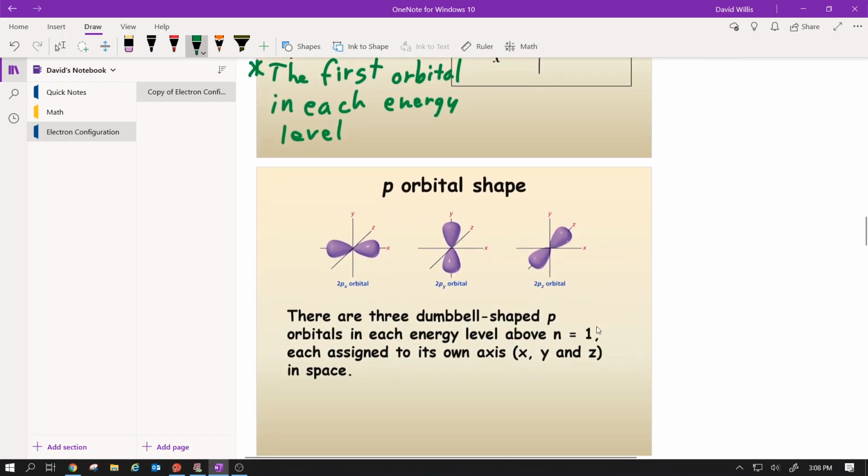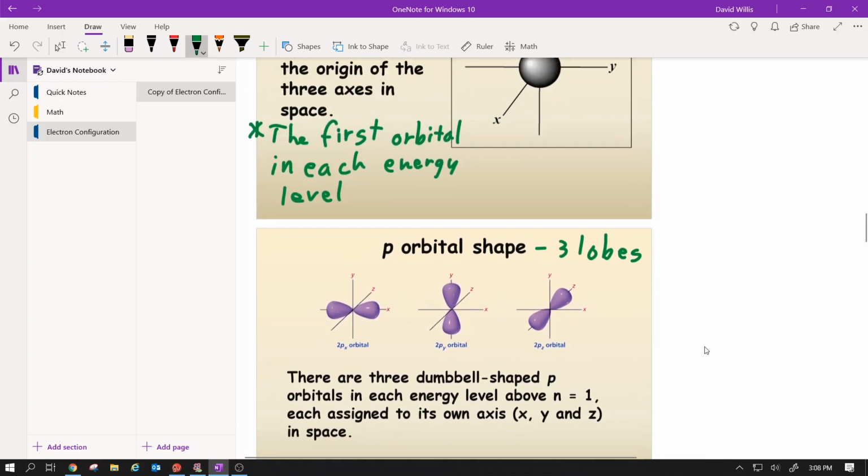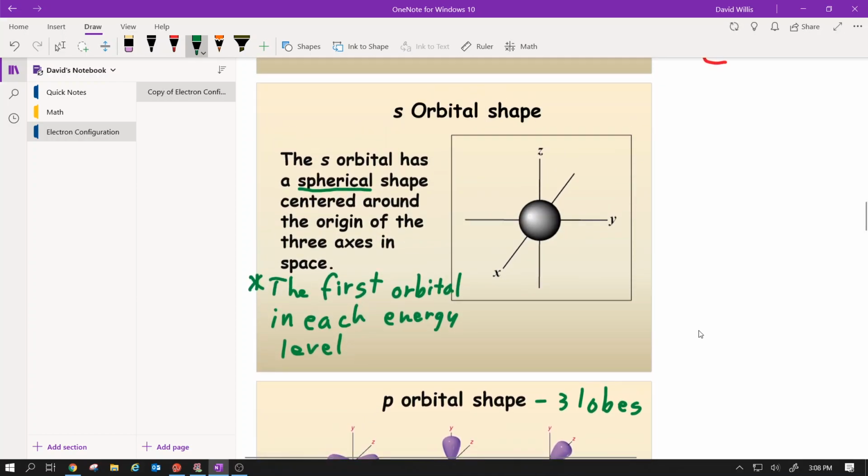Ooh, our p orbital. Our p orbital actually has 3 lobes. We can go back up and finish writing. All right. There. We got that the s orbital is a sphere, and that the first orbital in each energy level is an s orbital.